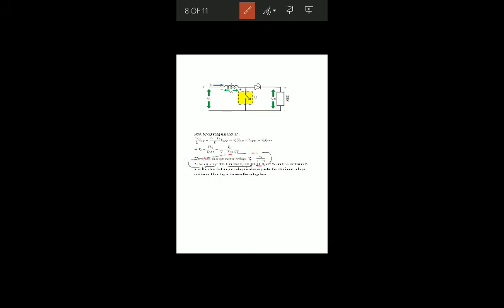As we know, T on can have a value from 0 to T, so D will always be less than 1. Since D is always less than 1, 1 minus D is less than 1. Vs divided by any number which is less than 1 will increase the value of V naught. So we can get an increased value of V naught by this expression.